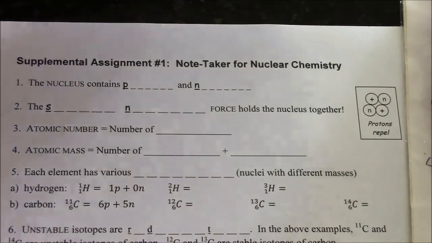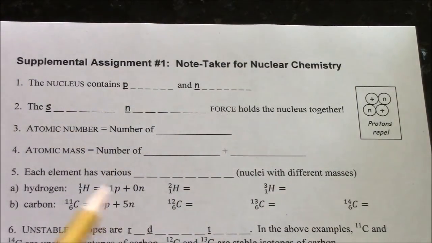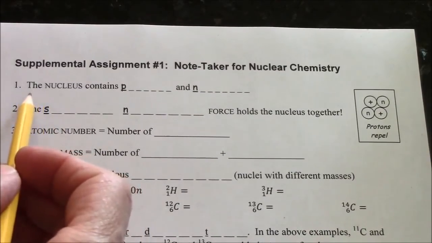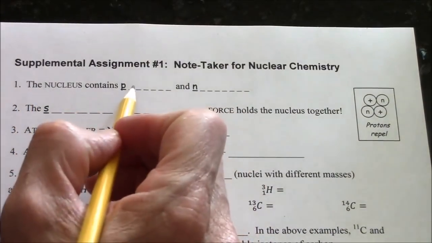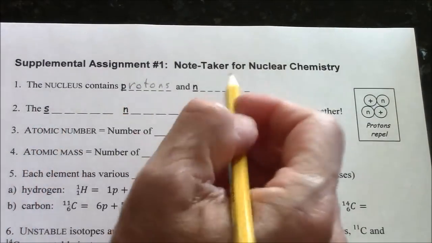Here we go. Supplemental assignment number 1 is our introduction to nuclear chemistry. That's the chemistry of the nucleus. So we start with defining what we have. The nucleus of an atom contains protons and neutrons.